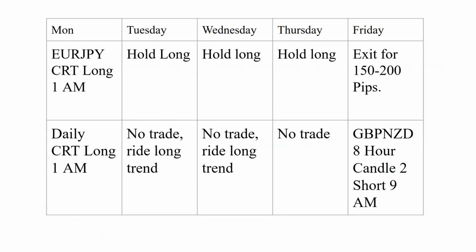So at a glance, here's how the week would have looked. If you were trading EJ, Monday would have been it. You could have just held it all week. One entry, you could have held it and just had 150 to 200 pips. For GJ, you could have had an entry as well in the 1 a.m. hour. You could have held long and then took one short at 9 a.m. on the 8 hour chart. But you only really had two trading opportunities for GJ and one ideal one for EJ.